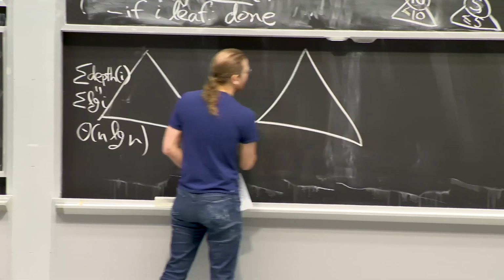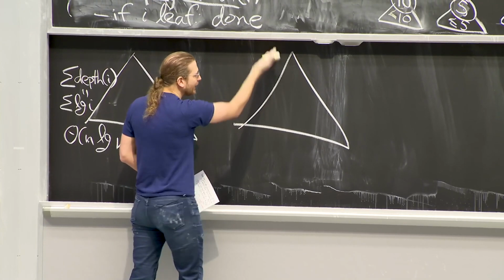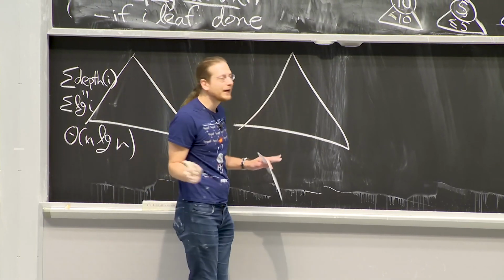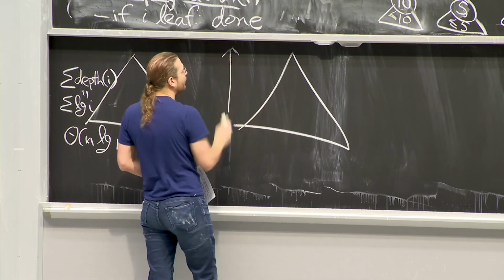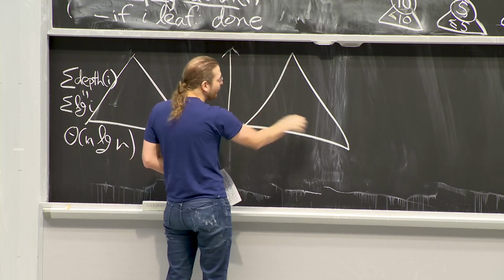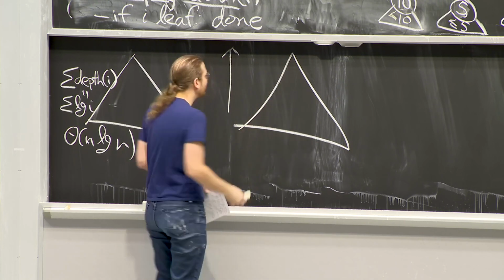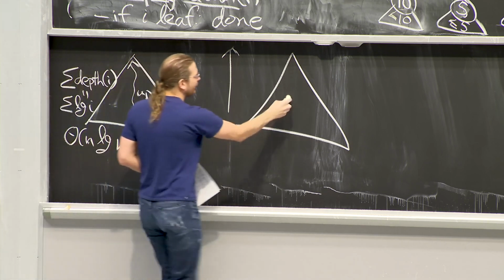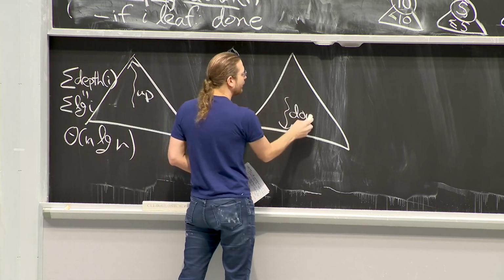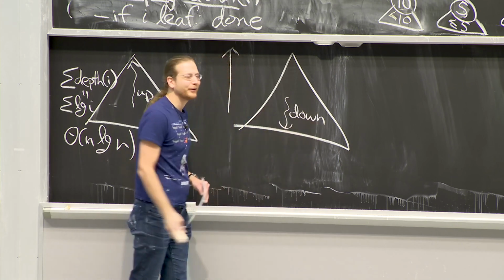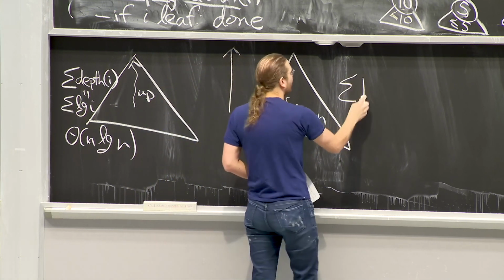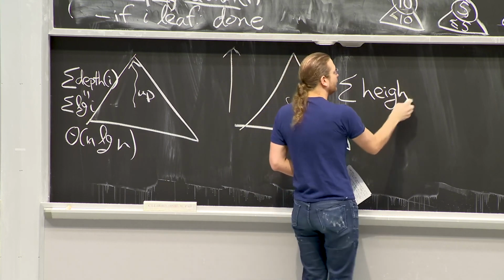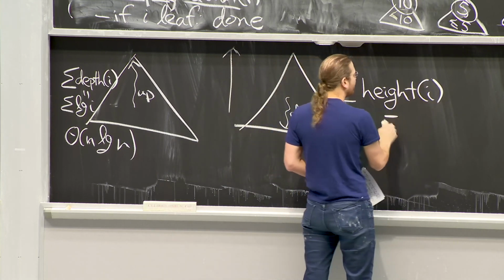The cool trick is to instead imagine adding all the items at once and not heapifying anything, and then heapify down from the bottom up. So here we're heapifying up. Now we're going to heapify down. And surprisingly, that's better, because this is the sum of the heights of the nodes. And that turns out to be linear.